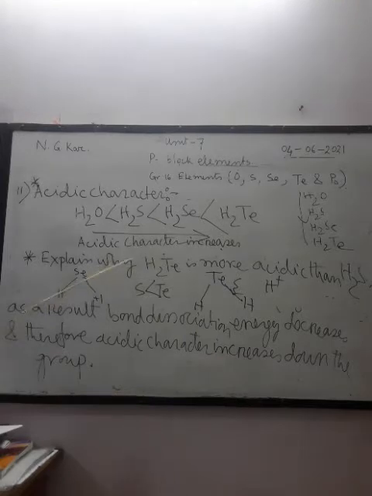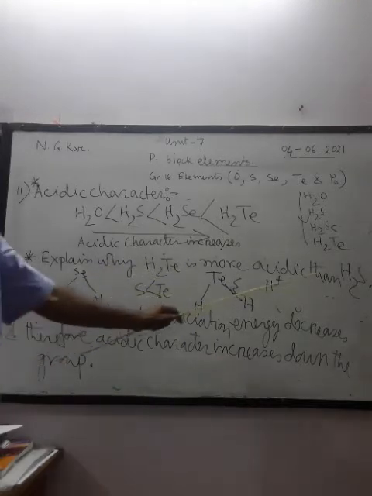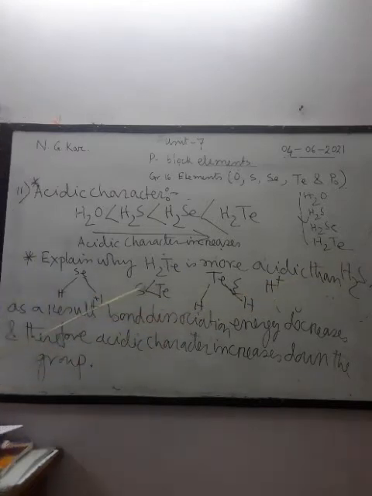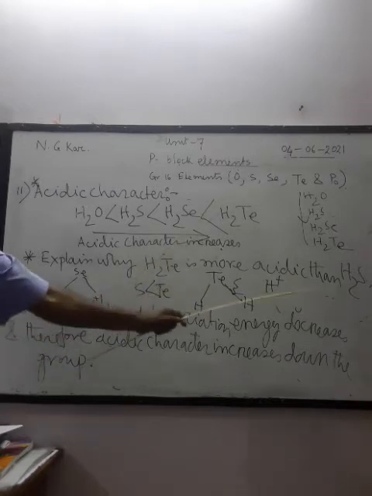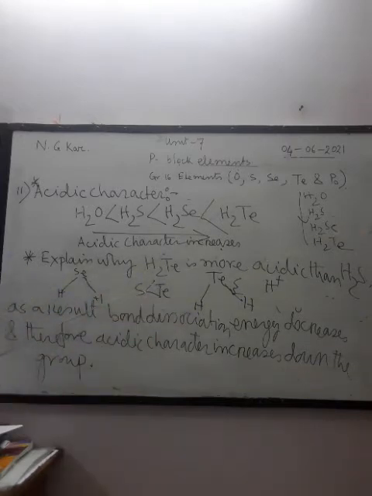So the answer to this question is, in H2Te, the central atom is tellurium, and in H2S, the central atom is sulfur. And since the size of tellurium is more than the size of sulfur, the bond dissociation enthalpy of the Te-H bond is lower than that of the S-H bond. So this bond is easily dissociated to produce H positive ion. So H2Te is more acidic than H2S. Very important question. Try to write this question and answer.